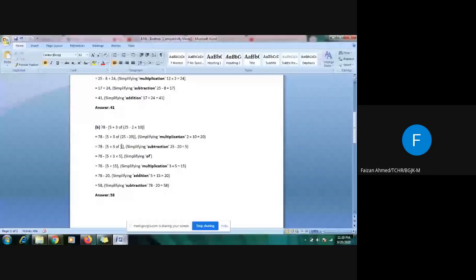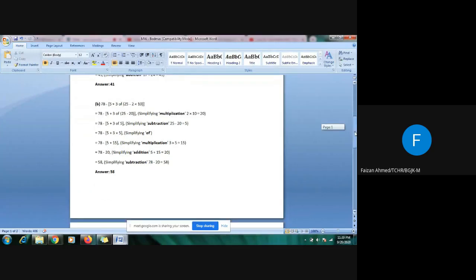Now I will divide 5 and I will remove the small bracket. Now I have a square bracket, so I will solve the square bracket. I know that of means multiply. So I will first multiply. 3 multiplied by 5 will be 15, then 15 plus 5 will be 20, and then 78 minus 20 will be 58. So the answer of the second question is basically 58.